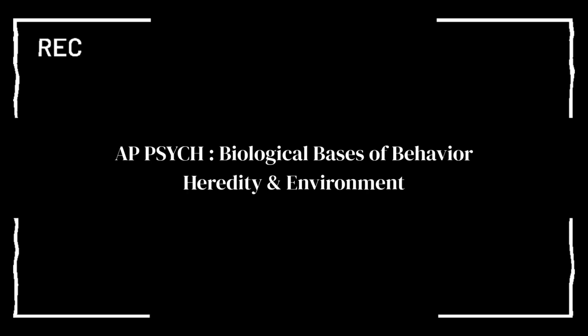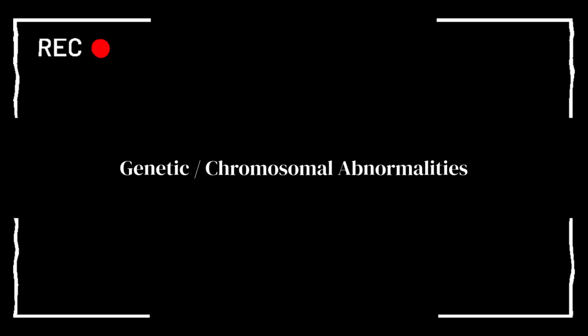Today we are going to talk about something very important in AP Psychology Unit 1. Biological bases of behavior, specifically chromosomal abnormalities. These are genetic conditions caused by extra or missing chromosomes, and they can influence both physical development and cognitive development. We will cover 5 major conditions: Turner syndrome, Klinefelter syndrome, Down syndrome, Tay-Sachs disease, and PKU, phenylketonuria. Let's break them down one by one.